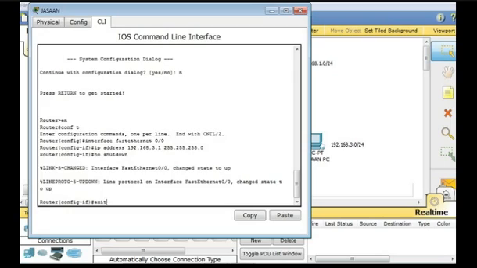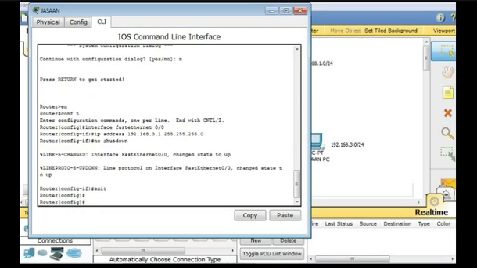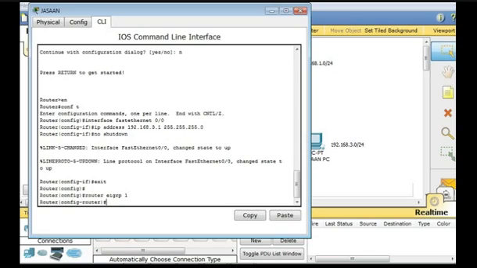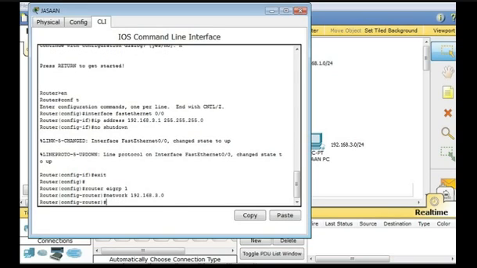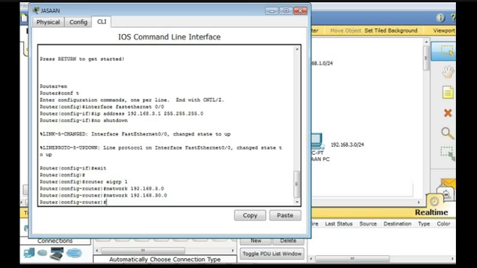Now let's start to configure the EIGRP. Type router eigrp 1, the autonomous system number. The network address 192.168.3.0. Next, network 192.168.30.0. Then no auto-summary to disable the summarization. Then exit.